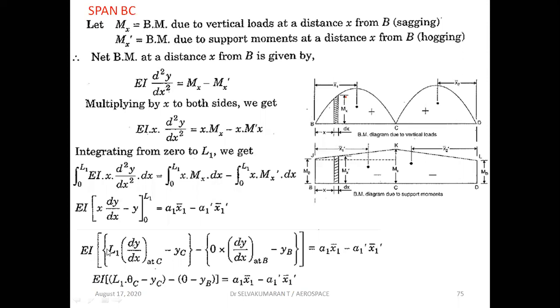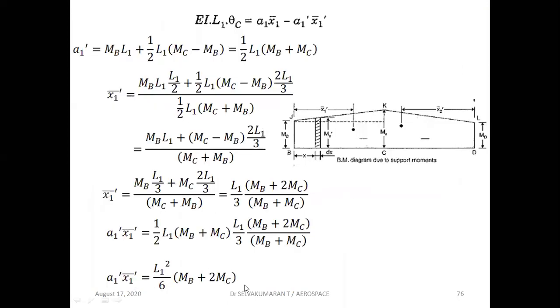Now EI L1, let me write dy by dx as theta suffix c, the slope at C. So EI L1 theta c is equal to A1 x1 bar minus A1 dash x1 bar dash. You can see here, keep it as it is. Now let us calculate A1 x1 bar and A1 dash x1 bar dash. A1 dash is nothing but, as I told you, the area of the bending moment diagram due to support moments on span BC. How will you find the area?